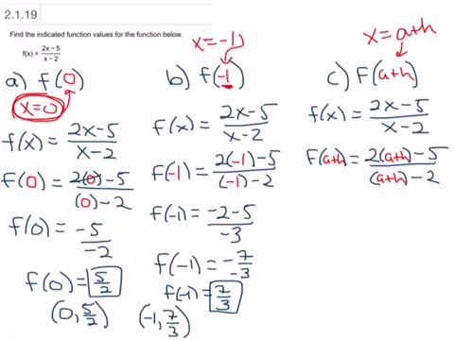All right, now let's clean that up. So I've got f of a plus h is equal to, let's see, in the numerator, looks like we can distribute the 2 through. So that will be 2a plus 2h minus 5. In the denominator, since the subtraction sign is on the outside of the parentheses, there's no distributing to do, so really this just becomes a plus h minus 2.